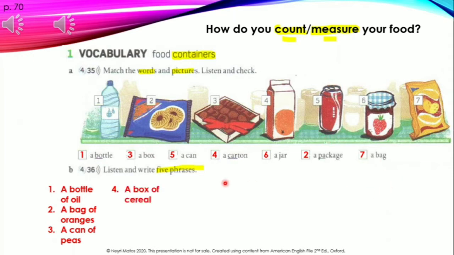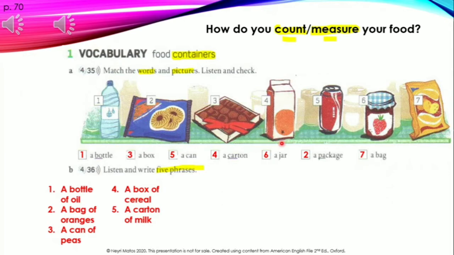For number 4, we have a box of cereal, right? So here we have a box. In this case, we have chocolate, but we can have boxes for many things. Usually boxes are made of paper. And for number 5, we have a carton of milk, right?